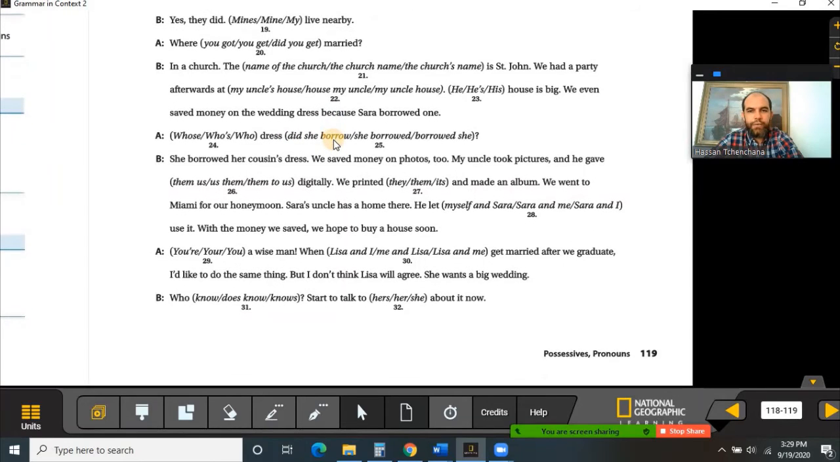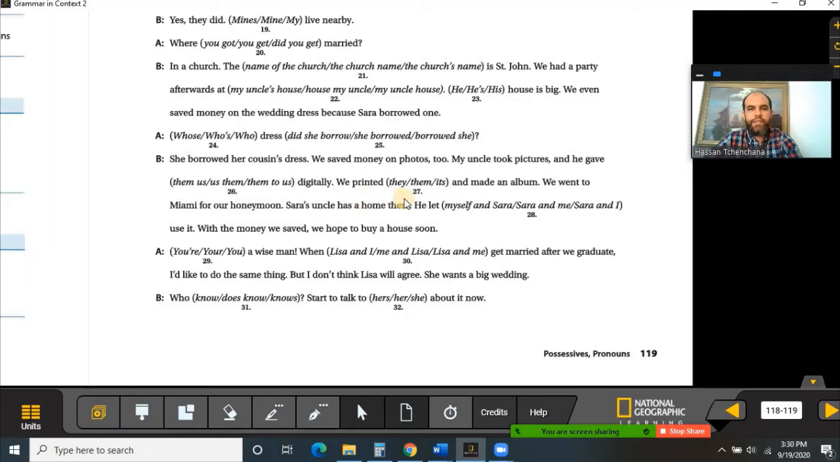Okay. Now, number 26. She borrowed her cousin's dress. We saved money on photos too. My uncle took pictures and he gave them to us. The correct one is gave them to us. The formula with give is give something to someone. Give something to someone. Okay.